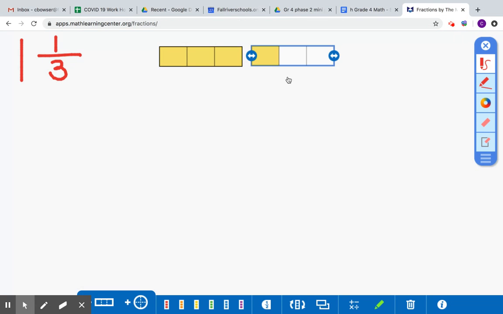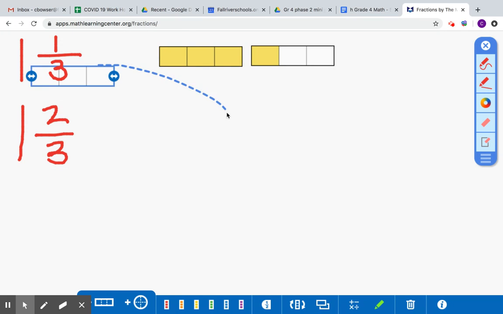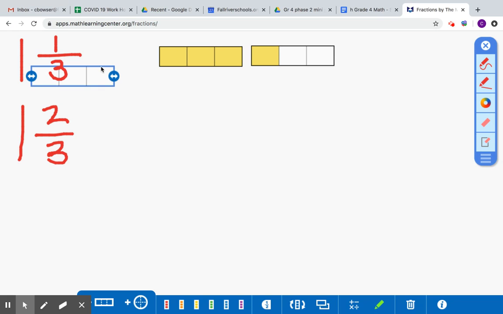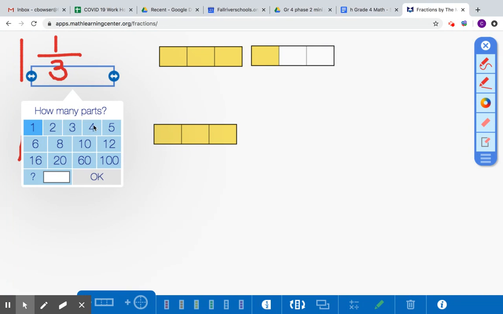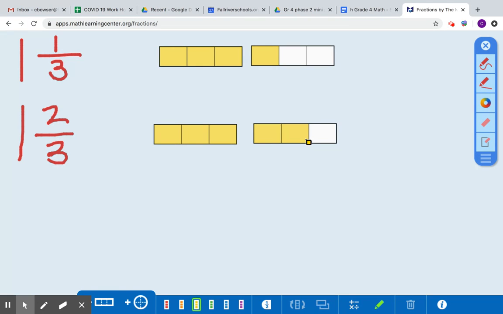So again, I'm going to write my second addend, which is 1 and 2/3. And first, I'm going to represent the whole number, which is 1, and our denominator is 3, so we're splitting it into 3 parts. Let me just move this over. And I'm going to color in all 3 of these, and then I'm going to add another rectangle because I know that I need to also represent 2/3. So I'm going to color in 2 parts.